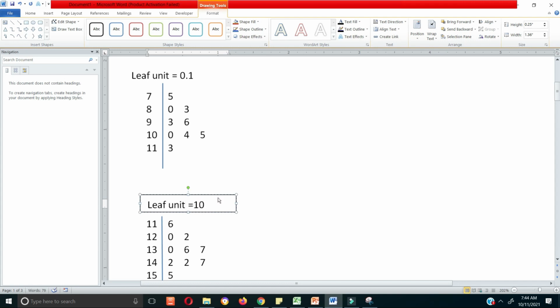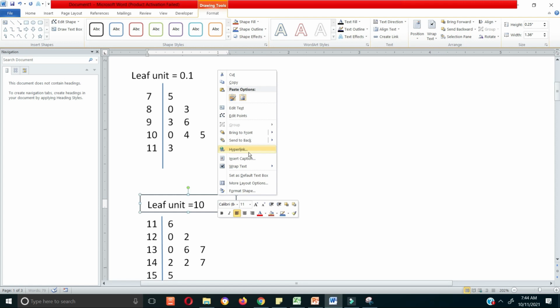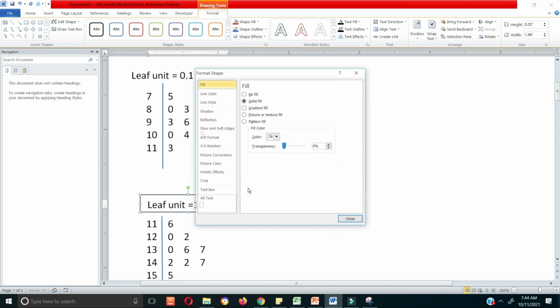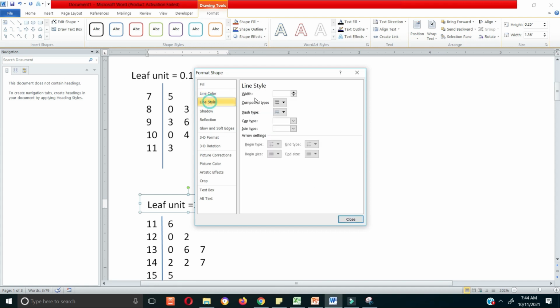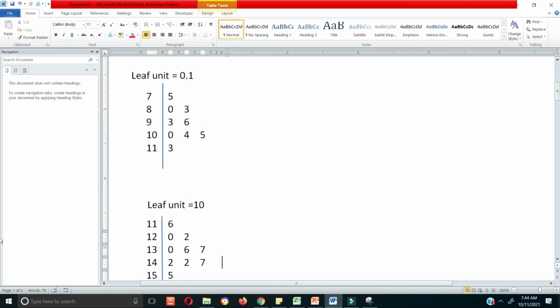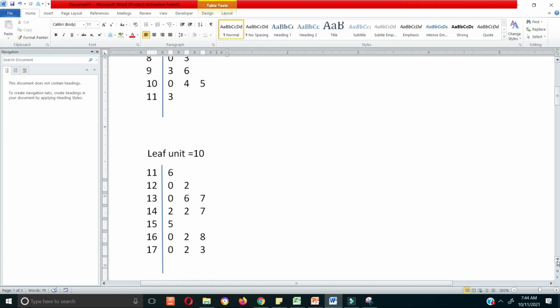So this is the most appropriate leaf unit. So what does this really mean?